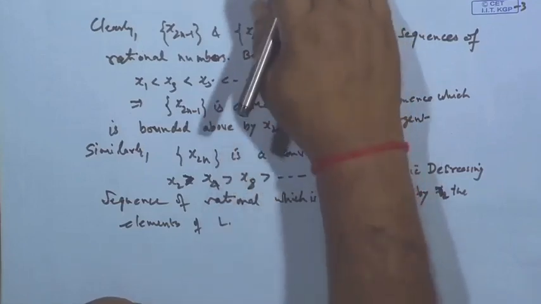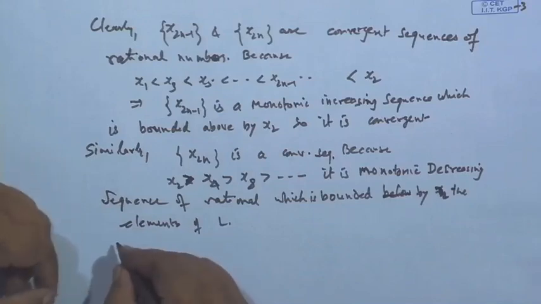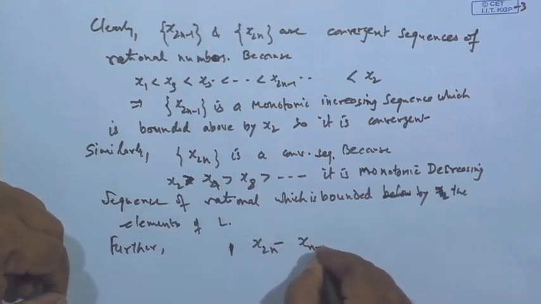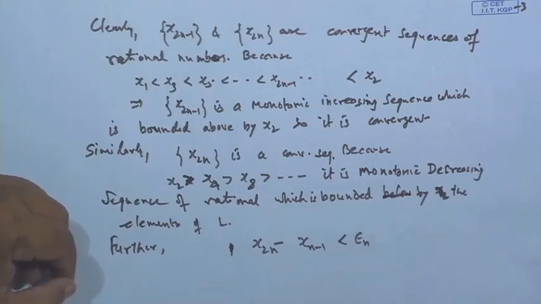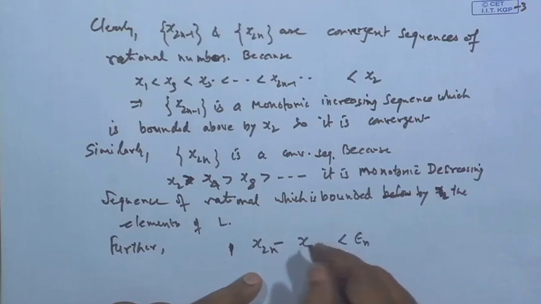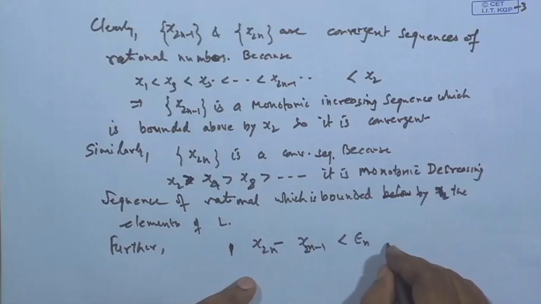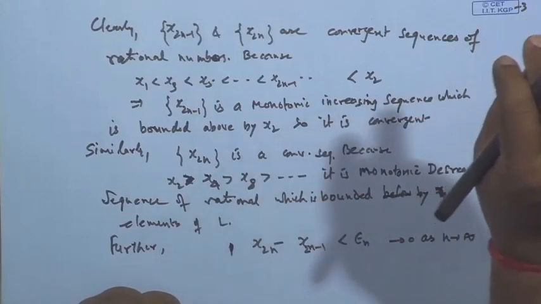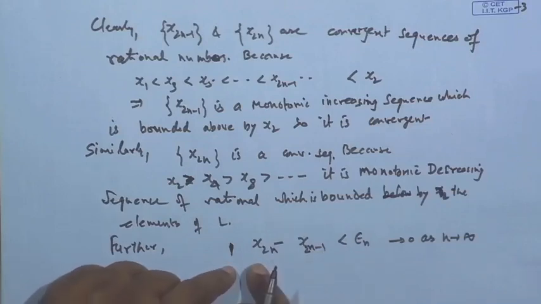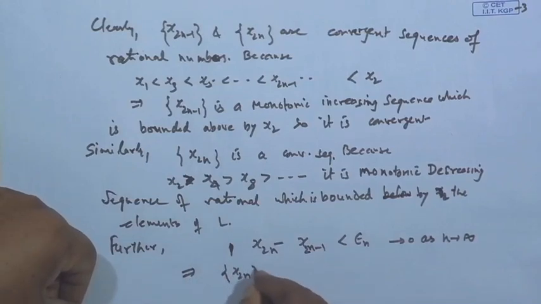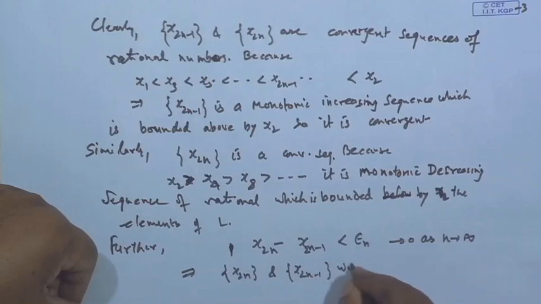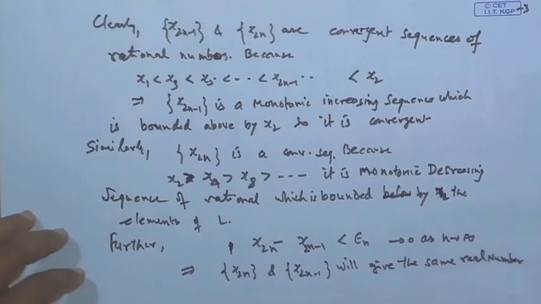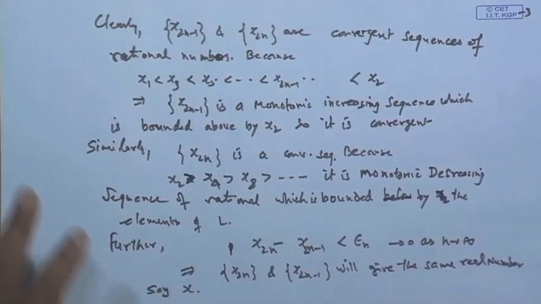Okay. Now, once they are convergent, they also satisfy the condition that mod of x 2 n minus x 2 n minus 1 is less than epsilon n, which goes to 0 as n tends to infinity, because epsilon n is a sequence converging to 0. So it means these two sequences are identical, so this implies that the sequence x 2 n and the sequence x 2 n minus 1 will give the same real number, say x. Is it okay?